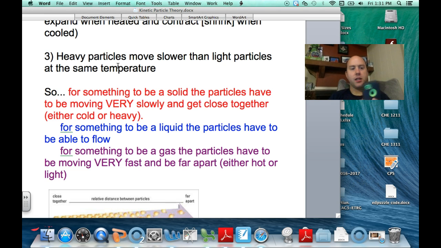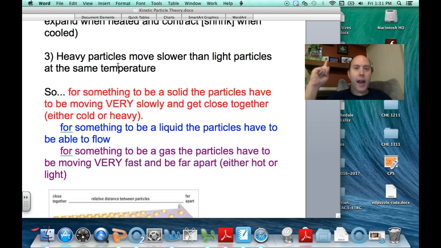Well, it makes sense, because the particles that make up my phone are much heavier than the particles in the air. And because the particles that make up my phone are so heavy, they move very slowly. And because of that, there's this very strong attraction, which makes them solid. The particles in the air, because they're so light, move very fast. And when they're very fast and far apart, guess what? There's very little attraction between the particles. And that's what makes it a gas.